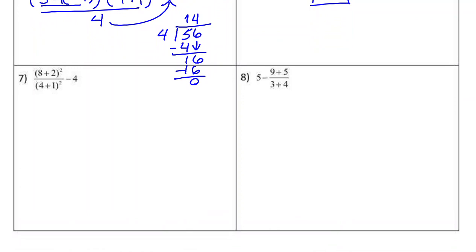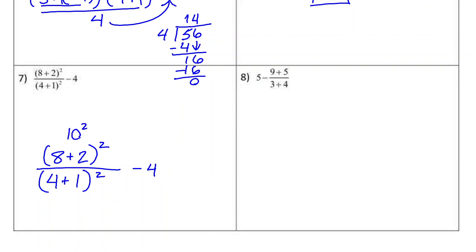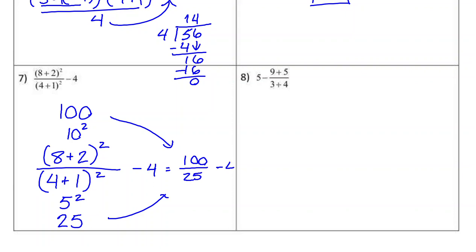All right, so I'm going to rewrite it so I have a little bit more space to do some work. So I am going to do the top first. 8 plus 2 is 10 to the second power, and 10 to the second power is like 10 times 10, which is 100. 4 plus 1 is 5 to the second, and 5 to the second power is 25. So I'm going to bring this over, but don't forget that subtract 4. So I have 100 over 25 minus 4. I can finish the fraction. 100 divided by 25 would be 4 minus 4. And then 4 minus 4 is 0.